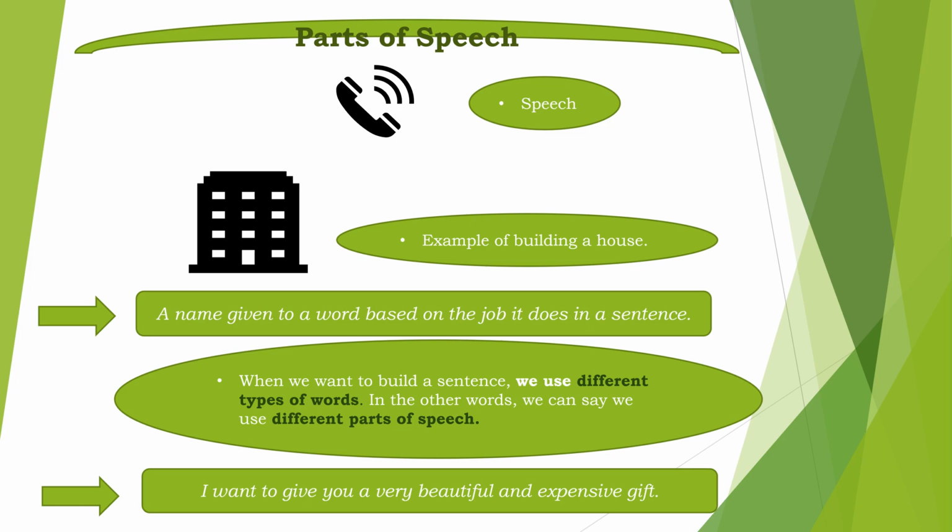Let's get back to the sentence. I want. So I cannot use want before I because there is a rule. So that is called different parts of speech. We use different words in a proper order according to the rules of grammar, according to the job that part of speech is doing in that sentence.